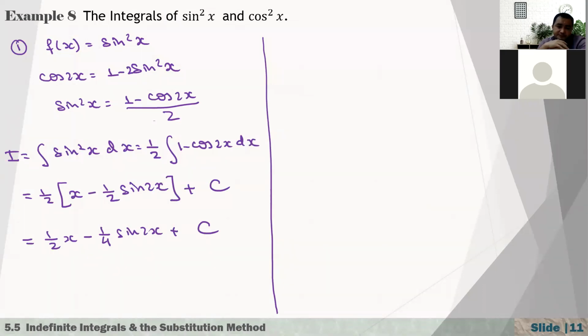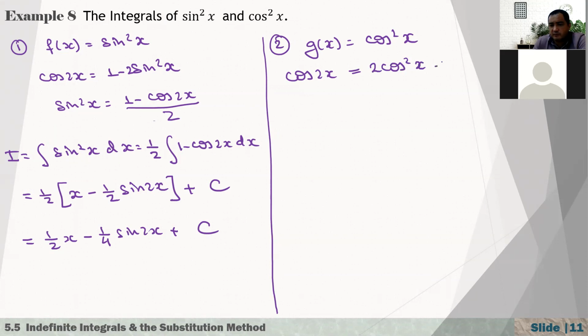If it is 3, I try to reduce the power to 2, and after that again use this one. Anyway, how about the second part? Here we have g of x equal to cosine squared of x. Again I will use the formula cosine of 2x equals 2 times cosine squared of x minus 1. From here, cosine squared of x is equal to 1 over 2, because we divide both sides by 2, times (cosine of 2x plus 1).